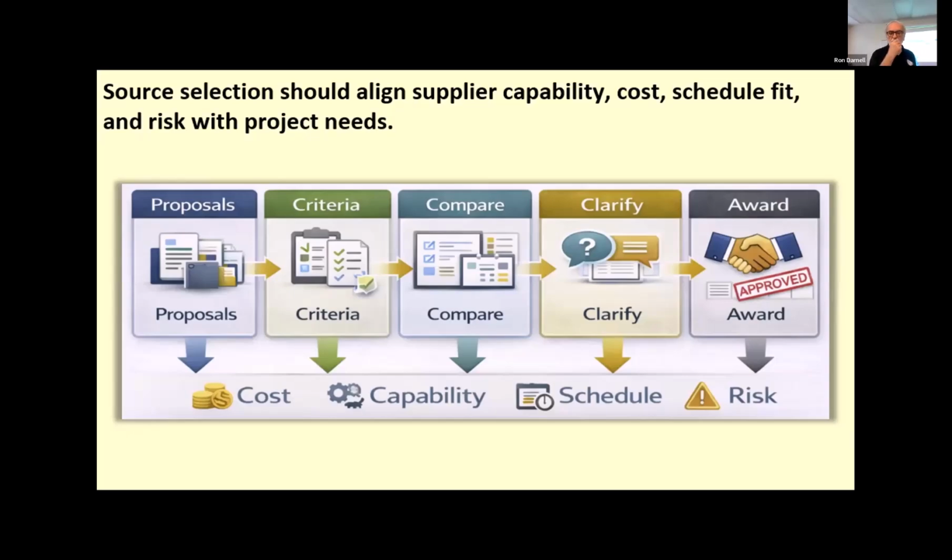The central message here is that proposal evaluation and source selection turn supplier responses into a defensible award decision. Now, use that term defensible, meaning that if you were questioned about your decision, you would be able to defend that this is my rationale, these are the things I've done in an ethical, honest, transparent way. And so you're into a defensible award decision that supports execution and avoids creating downstream problems.